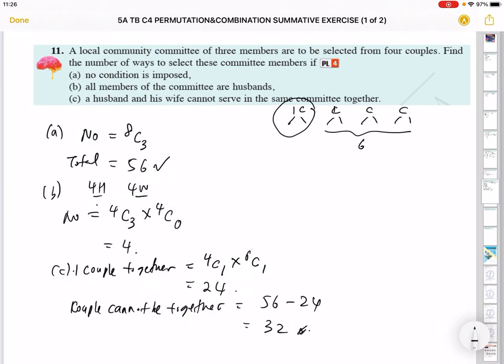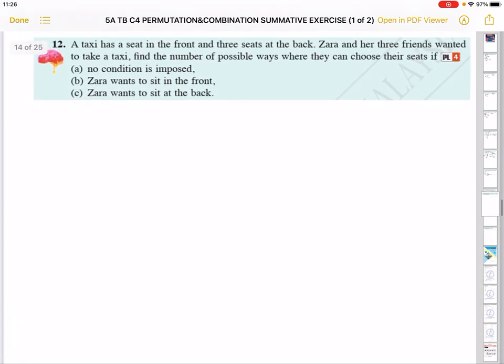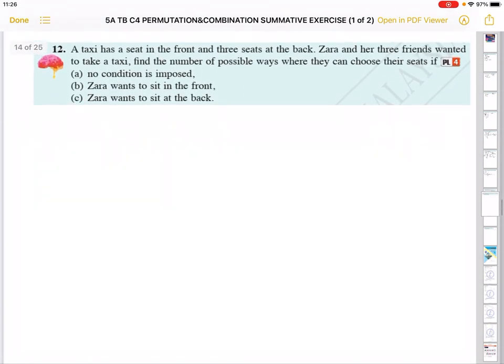Right. Okay, moving on. A taxi has a seat in front and 3 seats at the back. Zara and her 3 friends want to take a taxi. Find the number of possible ways they can choose their seat if no condition is imposed. Okay, I personally think this question is a bit wrong. Yeah, why? Because when you talk about seats, they can choose their seat.